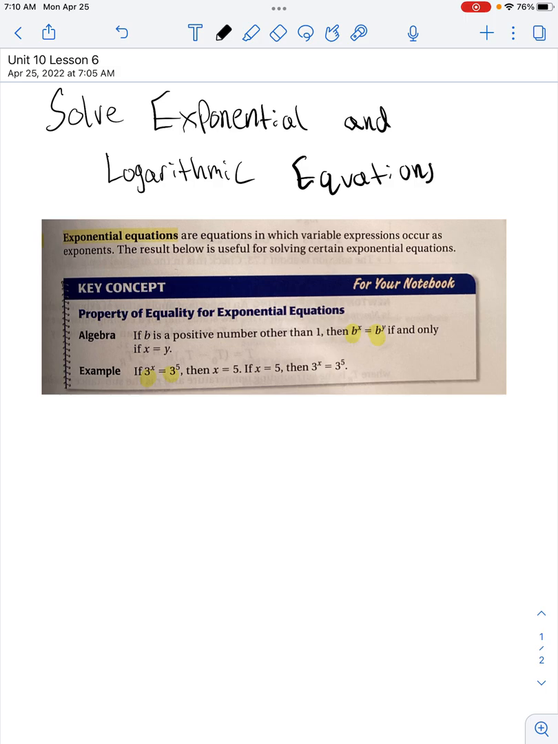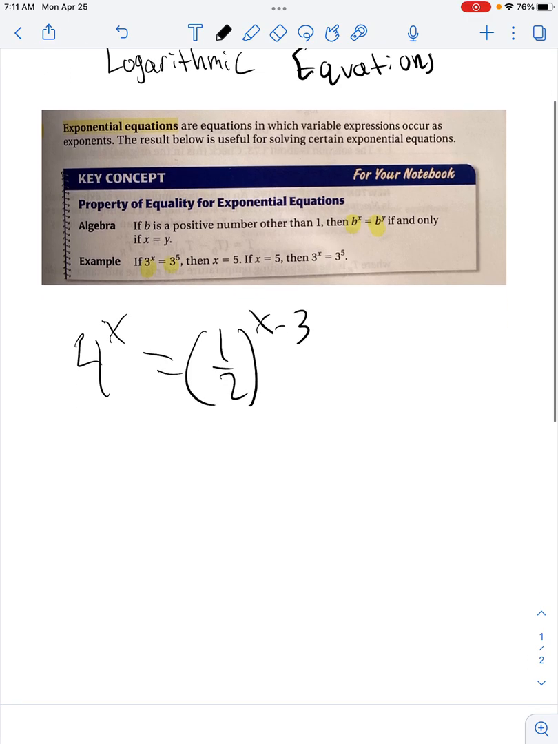Now, that's obviously a super basic, simple explanation. So we might have a slightly more complicated problem. Let's say we have something that looks like this: 4 to the x equals 1/2 to the x minus 3 power. The first thing I'm going to do is rewrite my base numbers so that I have the same number. So I'm going to rewrite 4 as 2 squared.